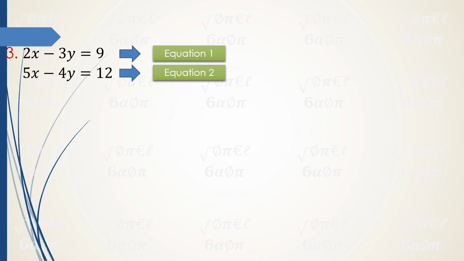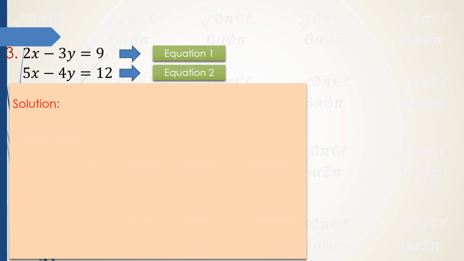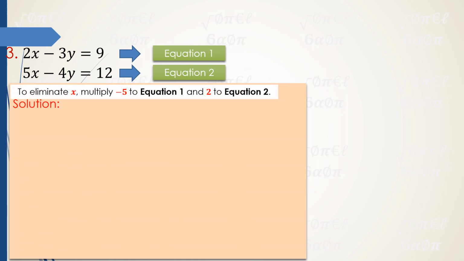So una, pili muna tayo ng variable na gusto nating ma-eliminate. Siguro yung x na lang eliminate natin kasi yung mga x dapat ini-eliminate na talaga. Okay, to eliminate x, multiply negative 5 to equation 1 and 2 to equation 2. So tignan natin kung bakit ganun yung pinamultiply sa atin. So negative 5 sa equation 1 tapos positive 2 sa equation 2.